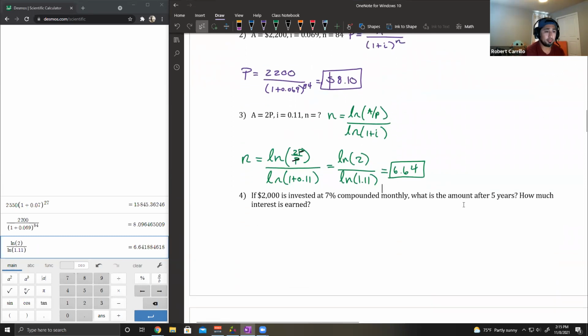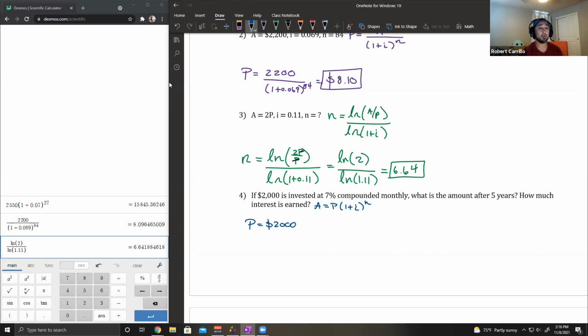Now 4. If $2,000 is invested at 7% compounded monthly, what is the amount after 5 years and how much interest is earned? Okay, so let's label everything we're given. So we want to know what is the amount after a certain amount of time. So again, we're using this formula, A equals P times 1 plus i to the n. So let's label everything we have. So we are investing $2,000. So that's P, our original amount.